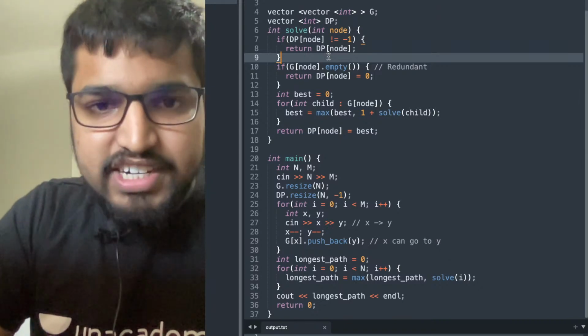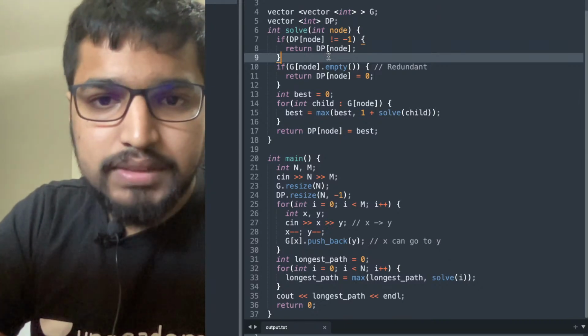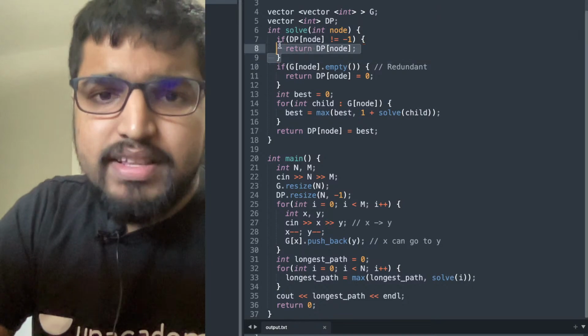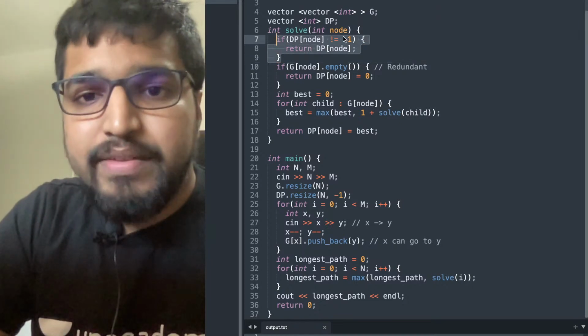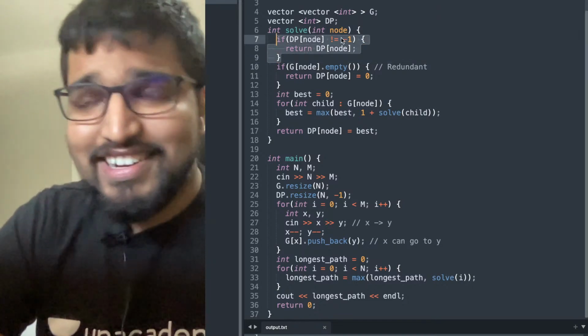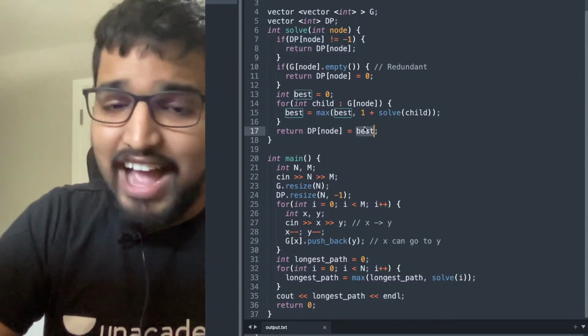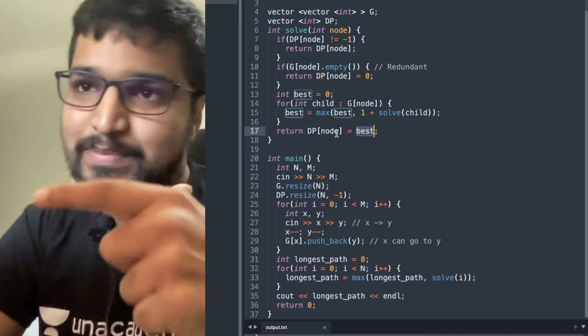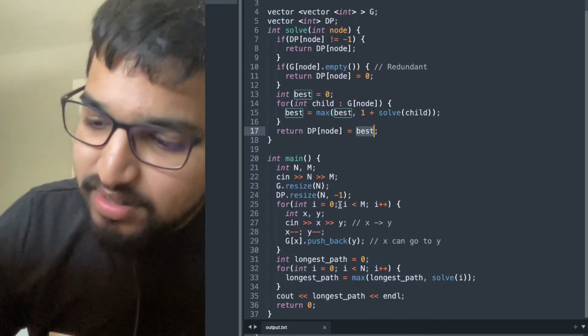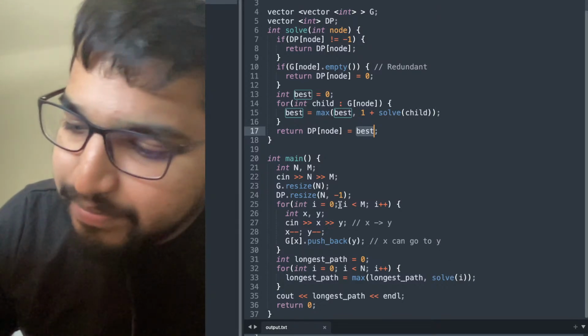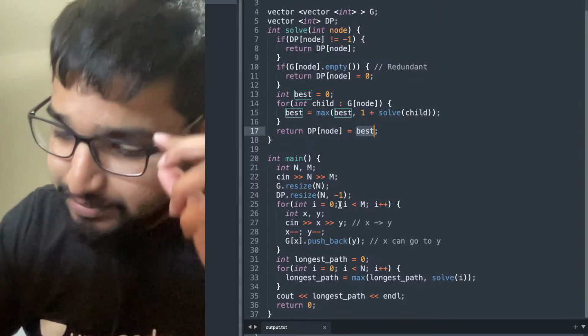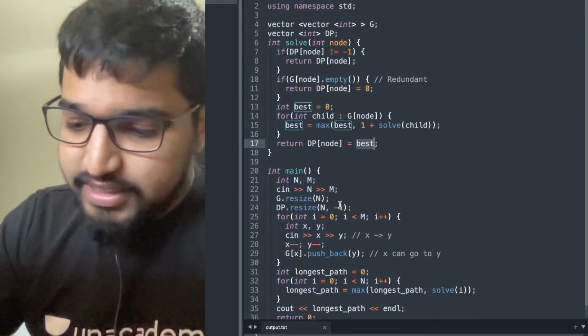All right, initializing it with -1. And now what does this mean? It means that we have computed a value. If it's not equal to -1, it means that it's been overridden with some good value. And the only thing it's being overridden with is the answer, dp of node, which is basically the longest path starting from node. Awesome. Is this clear so far?